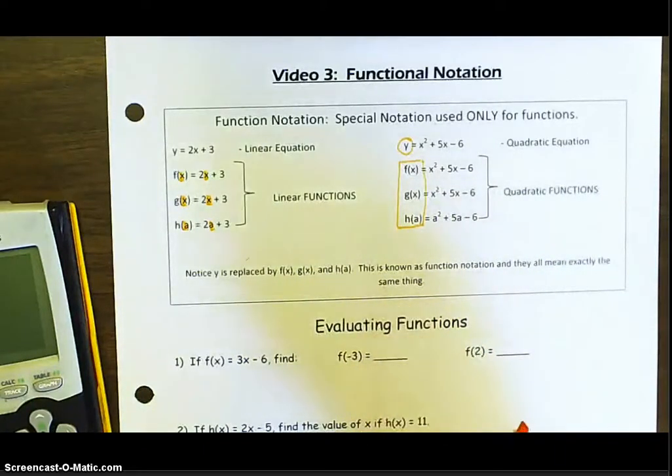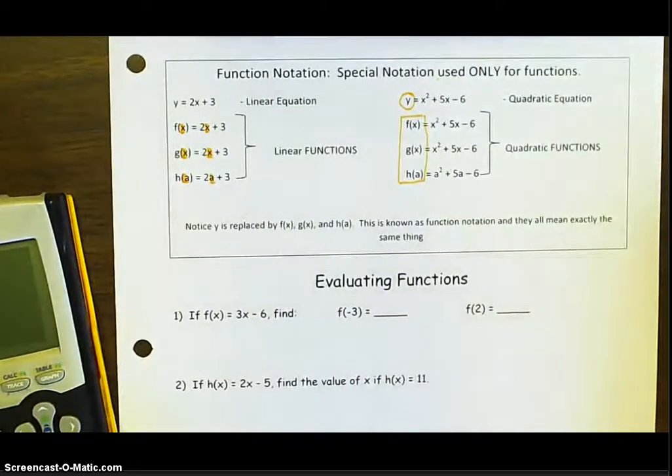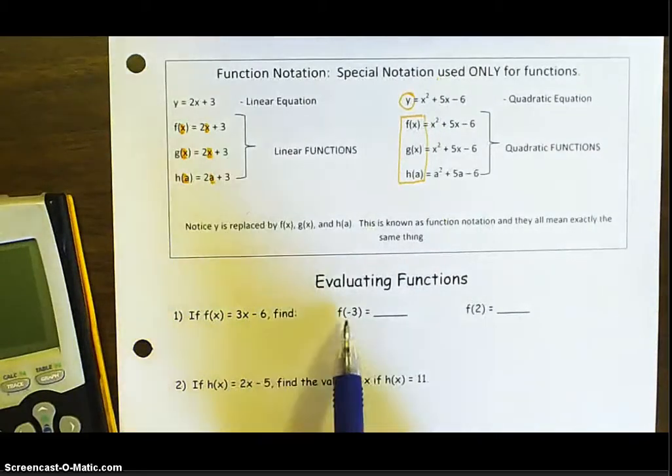But function notation is actually a way of asking you to find missing values. So let's take a look at how that's going to be done. If we take a look at our first example here, it says if f of x equals 3x minus 6, we want to find f of negative 3.